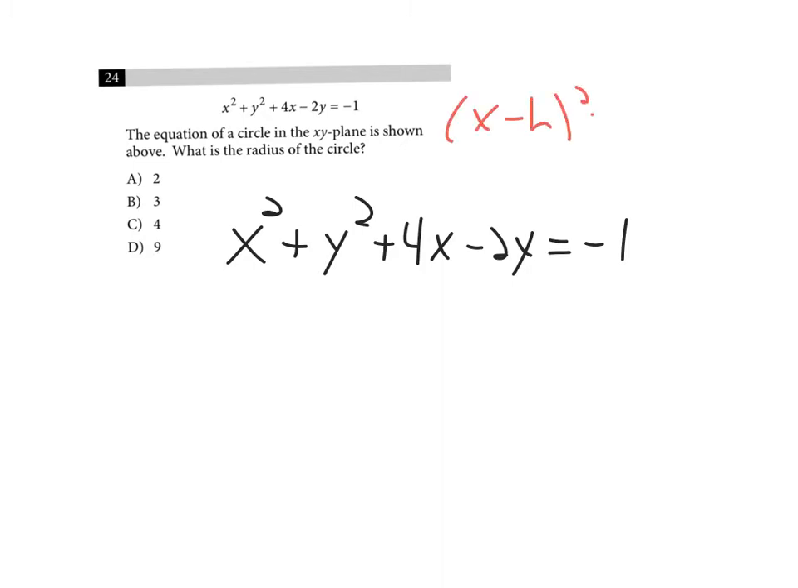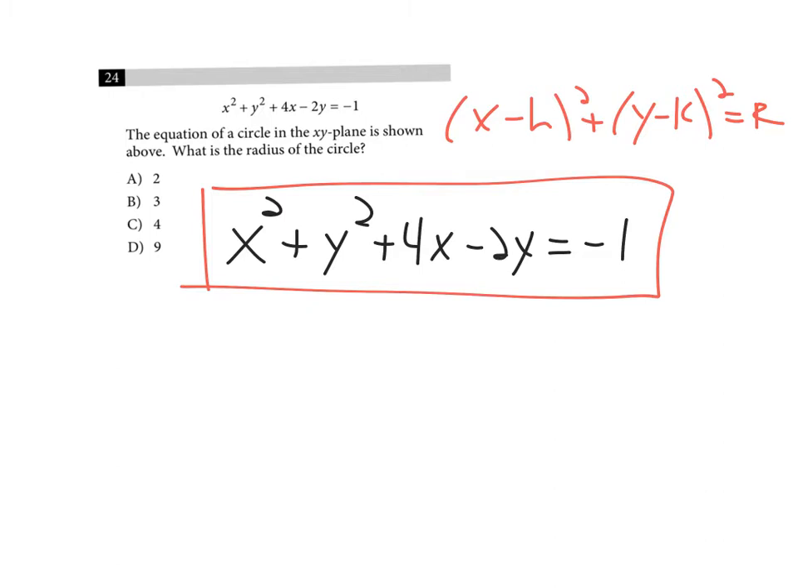Problem 24. The equation of the circle in the xy plane shown above is this equation, and the question is, what is the radius of the circle? Well, here's what we want to do. The equation of a circle is x minus h squared plus y minus k squared equals r squared. So somehow I want to take this equation and algebraically turn it into that. And the way I'm going to do that is a process called completing the square.